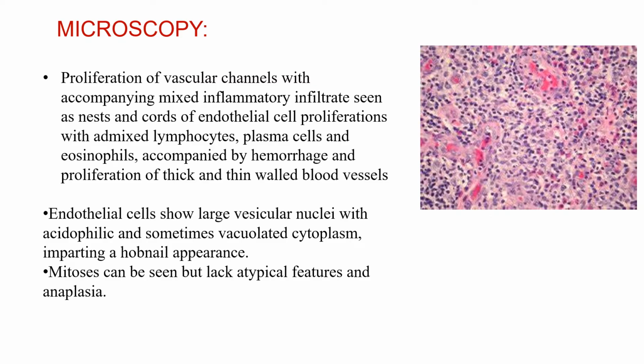Microscopy shows proliferation of vascular channels with accompanying mixed inflammatory infiltrate seen as nests and cords of endothelial cell proliferations with admixed lymphocytes, plasma cells and eosinophils, accompanied by hemorrhage and proliferation of thick and thin walled blood vessels. Endothelial cells show large vesicular nuclei with acidophilic and sometimes vacuolated cytoplasm, imparting a hobnail appearance. Mitosis can be seen but lack atypical features and anaplasia.